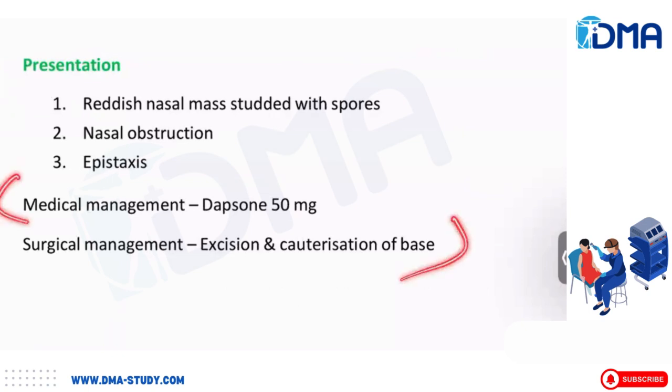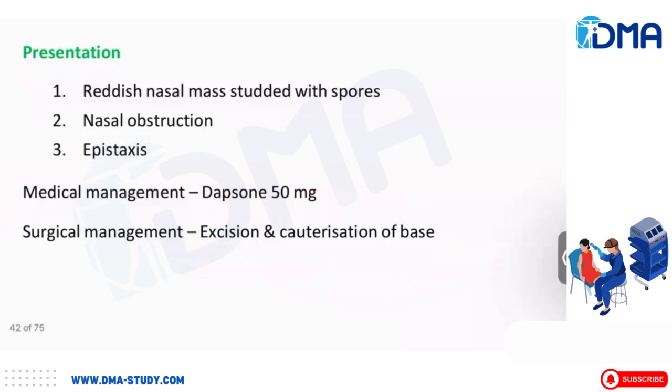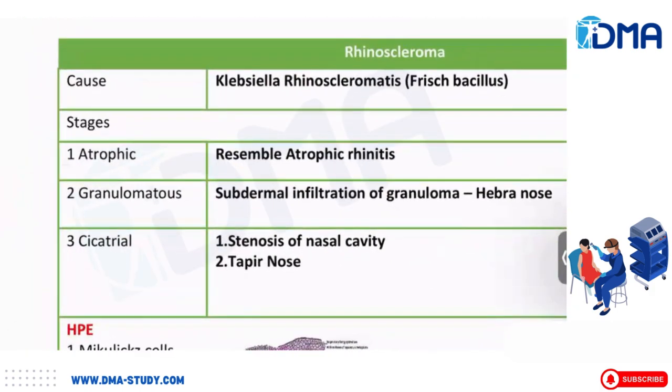You could give medical management of dapsone 50 milligram, and surgery. Very important, you should do excision and cauterization of the base. If you don't cauterize the base, that will lead to spread of the spores from one area to another. So to avoid that happening, you should cauterize the base. Fine. Next disease, we have completed rhinosporidiosis.